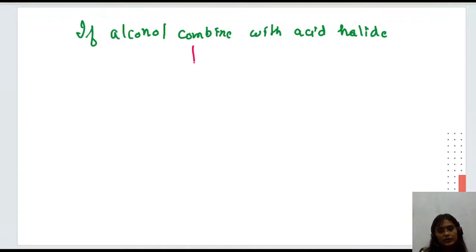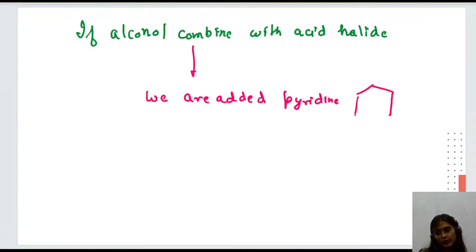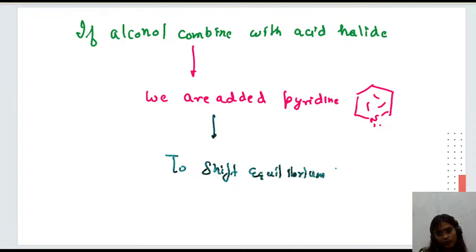So in this case, we are adding pyridine. I hope you know what pyridine is. This is the pyridine. So why? To increase the yield, to shift the equilibrium toward the product side. But now my question to you: how?